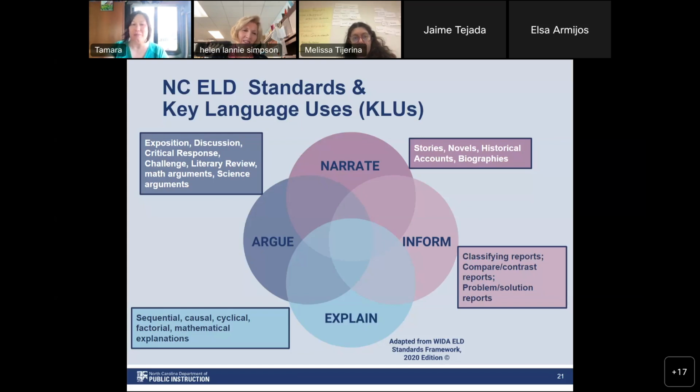That while we are talking about narrate, inform, explain, and argue as discrete genres of language, they really do overlap and intertwine, and they're the 4 key language uses because we found that they are all present in all grade levels and in all content areas. So these 4 key language uses are the language of school that's going to have the biggest return on our investment, K-12, for helping our multilingual learners grow and then have equitable access to the content and curriculum.